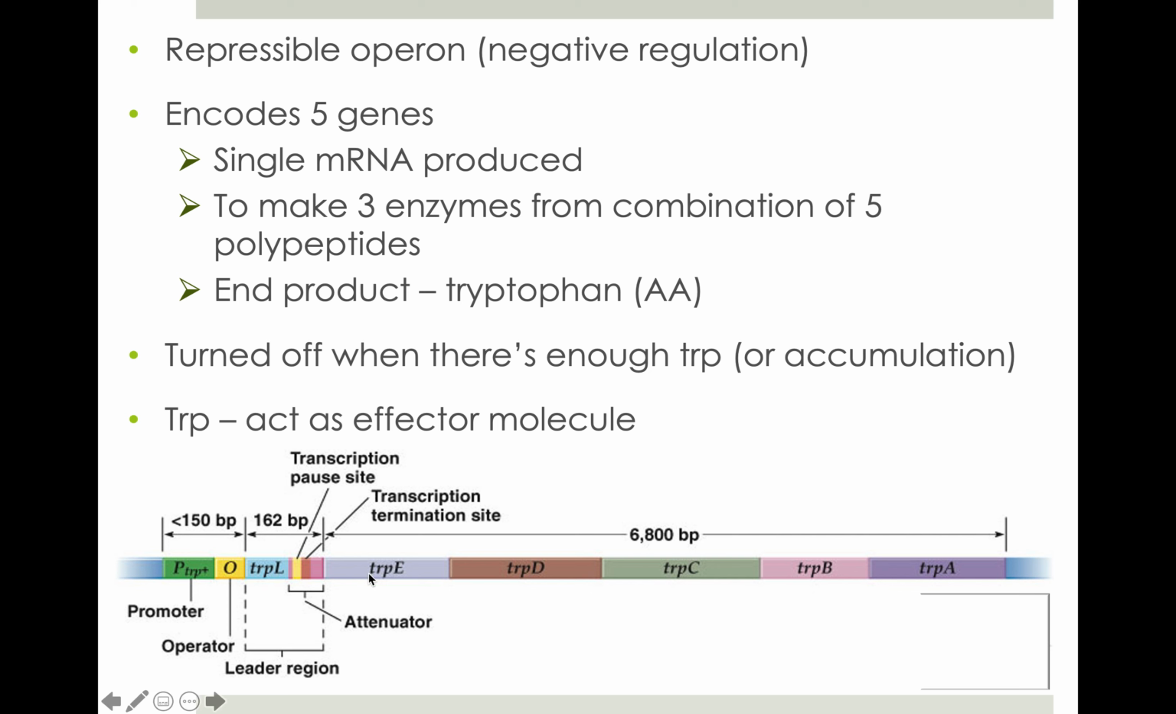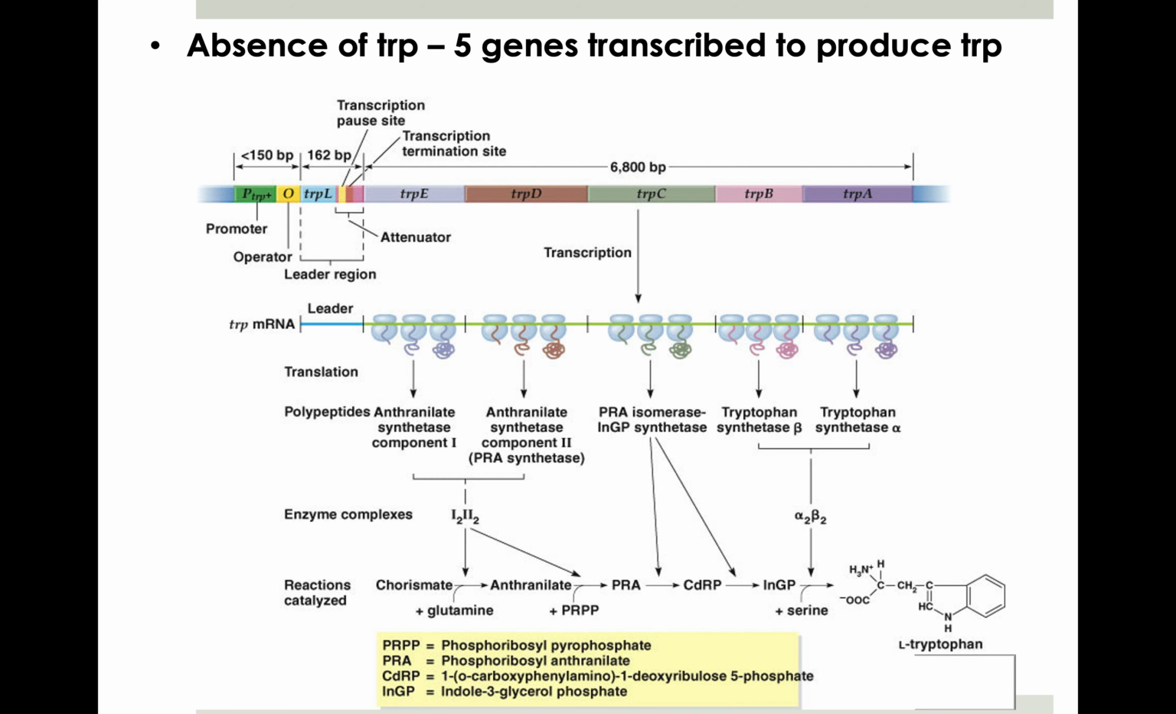So this is the linearized version. We have the 5 structural genes over here spanning around 6.8 kbp. We have a promoter here, the operator, and the leader region with the attenuator sequence for termination, the transcription pause site and the transcription termination site. We will have a look in a while at the function of the attenuator and why attenuation only occurs in the Trp operon.